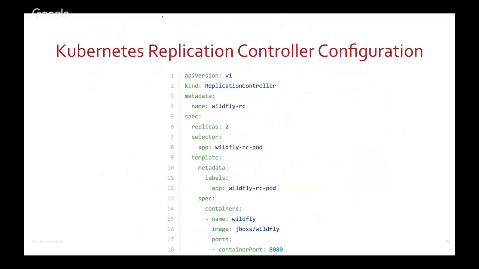And line 12 specifically is where the label is. So lines 8 and 12 are exactly matching, although lines 7 and 8 are optional. If I don't specify it, it by default takes that and puts that into the selector. And line 13 onwards is basically my pod specification. So very simple, okay? It just extends the pod specification file.